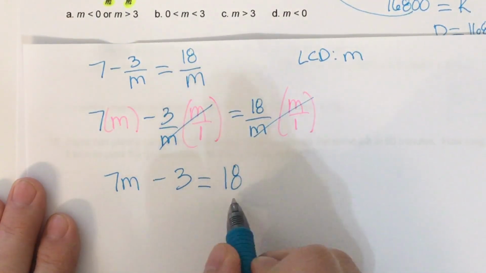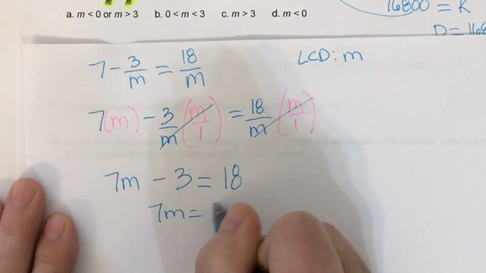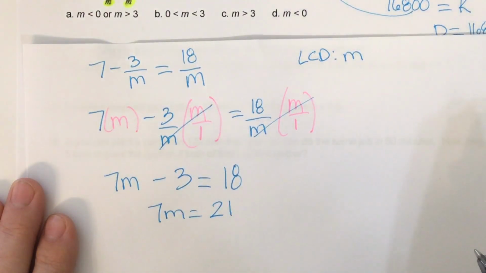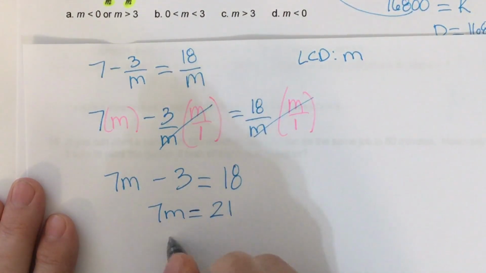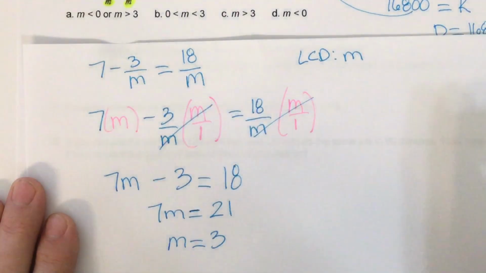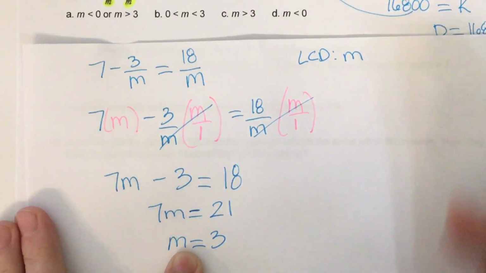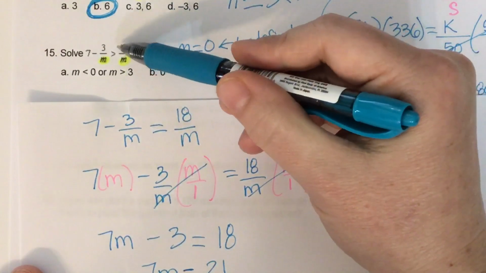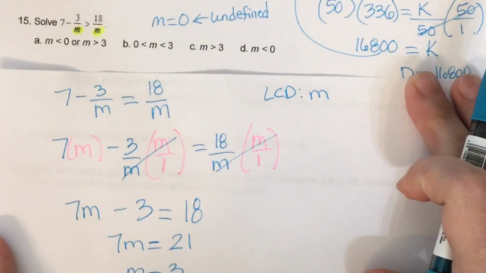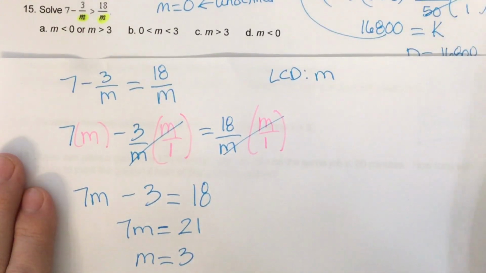Next, you would add 3. If you added 3, you would get 21. And then next, you would divide by 7. And if you divided by 7, you would get positive 3. And this is where the problem is equal. It's not where it's greater. So I'm going to have to use a number line to figure this out.